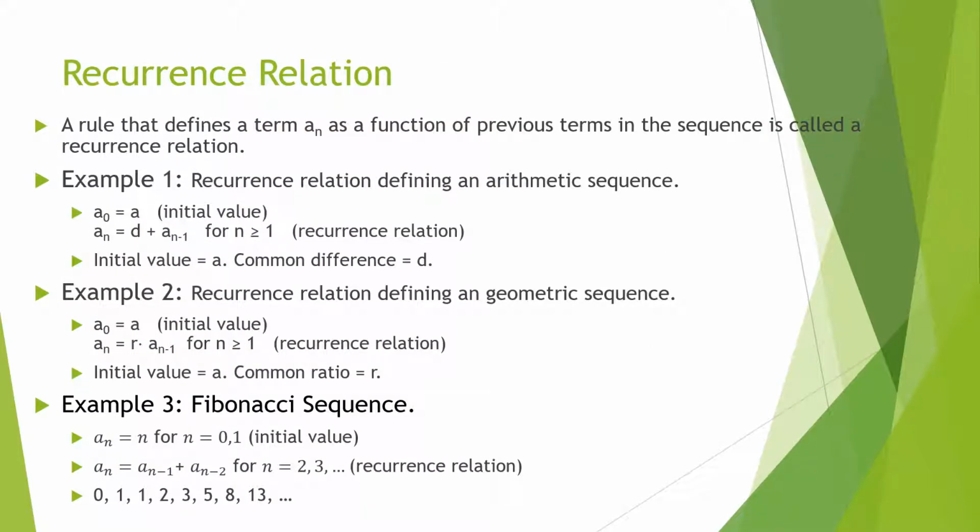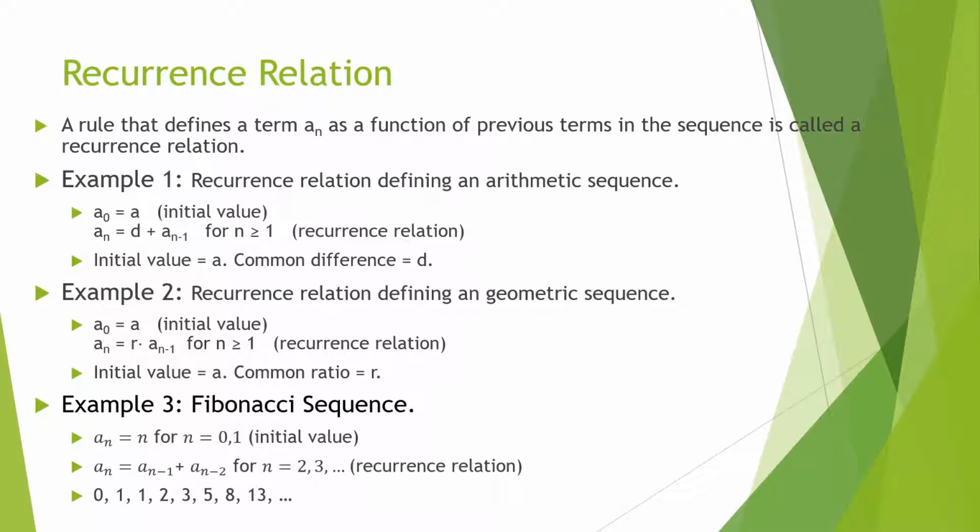So far we have seen that a sequence can be represented by an explicit formula that is a function of the index of a term. So in the explicit formula of a sequence like a sub n, we would have a function of the value n, which is the index of term a sub n. But there's another way of representing a sequence, which is to use a recurrence relation.